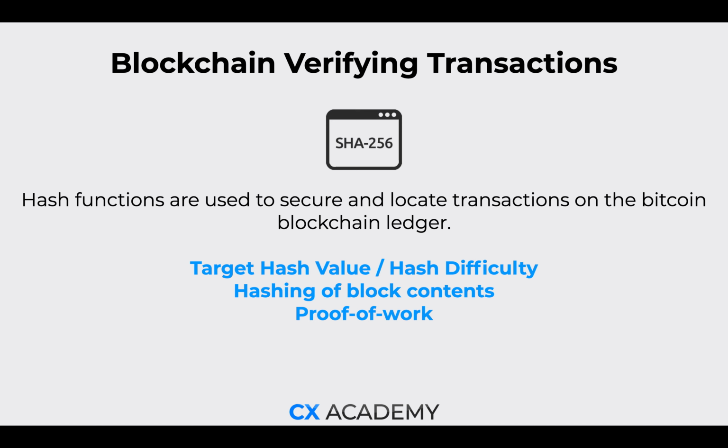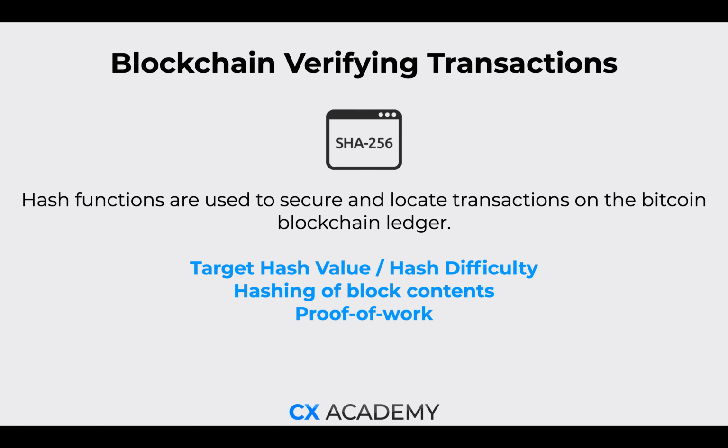So the target hash value, in terms of blockchain verifying transactions, the target hash value, or THV, is the hash difficulty of a block. Okay, so briefly, a difficulty is set by the algorithm depending on the amount of computational power connected to the Bitcoin blockchain network. Okay, so this is that mathematical problem, in air quotes, that the miners are trying to solve. Okay, so we'll get into more detail about that mathematical problem, air quotes, in a later slide.